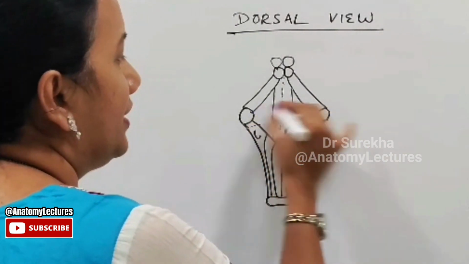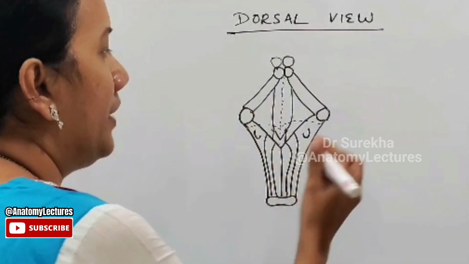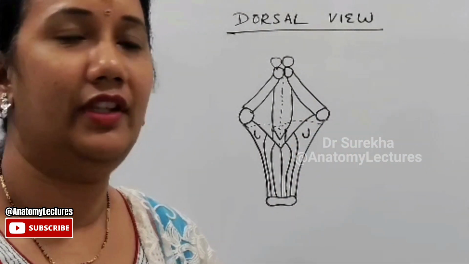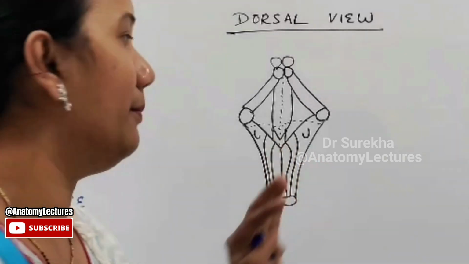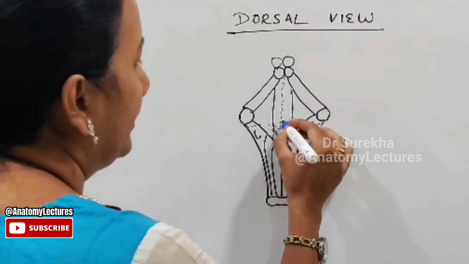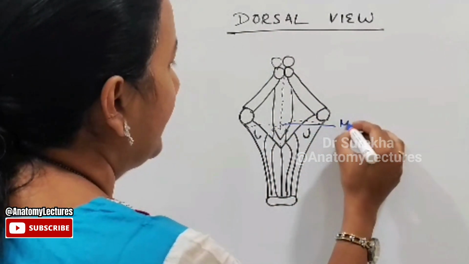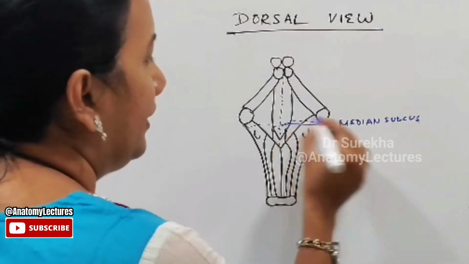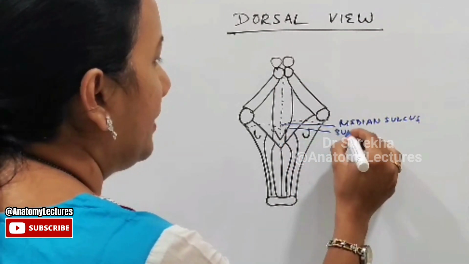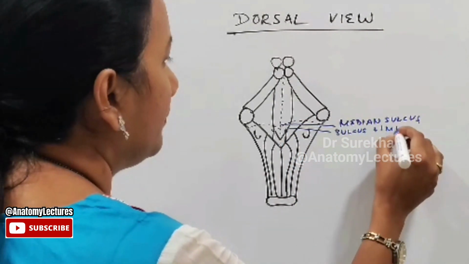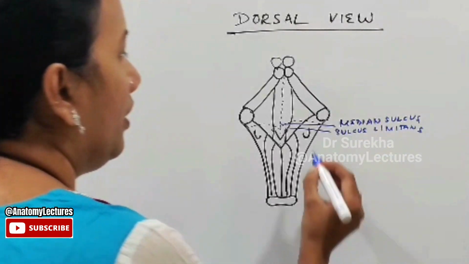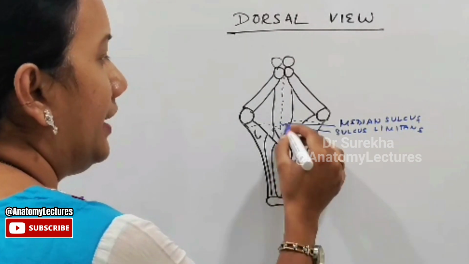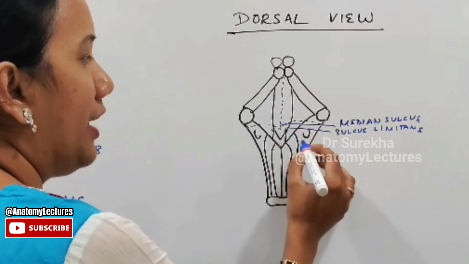So the features which you see in the floor of the fourth ventricle, I will be discussing in detail in my video of the floor of the fourth ventricle. But as of now, please remember these points which you see here. So this is the median sulcus in the center, and then lateral to that you have got the sulcus limitans. So this sulcus limitans will join the median sulcus, thus dividing this medial eminence into two triangular halves.